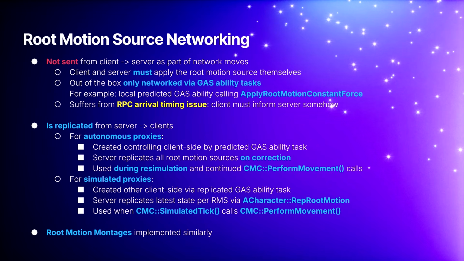Root motion sources can be replicated down from the server to clients. For the autonomous proxy, so for the controlling client, that's the case when the server sends a correction. And for SIM proxies, that's always the case. The server sends down root motion sources to SIM proxies. The initialization of those SIM proxy root motion sources happens through a replicated ability task from GAS. And any updates, like any state changes, get replicated down from server to client through the character's rep root motion property. Now, root motion montages, I'm going to skim over this, but they have the same advantages and the same drawbacks.